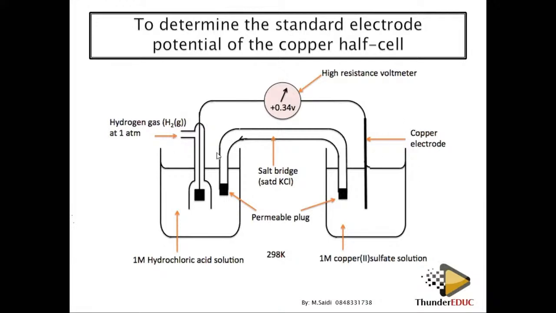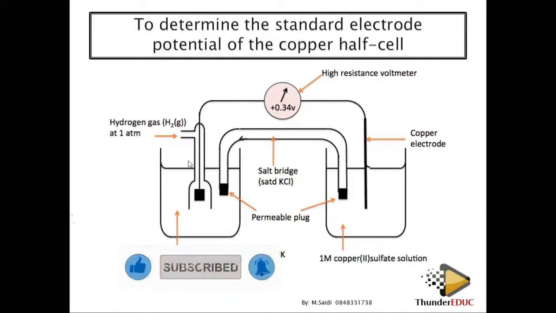This is a negative terminal. This is a positive terminal. Negative terminal gives out electrons. Positive terminal receives the electrons. You see? Now I'm going to identify which one is positive, which one is the cathode, which is an anode. Now I have to know which reaction is happening on each.